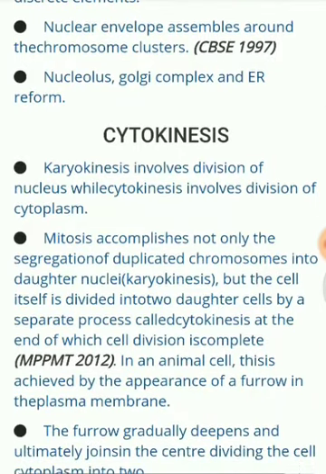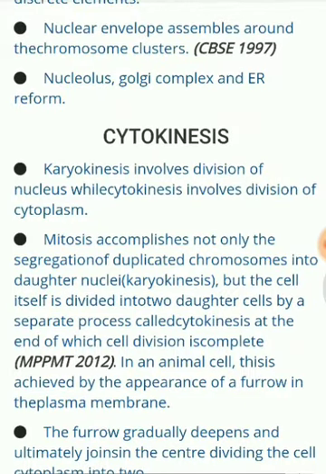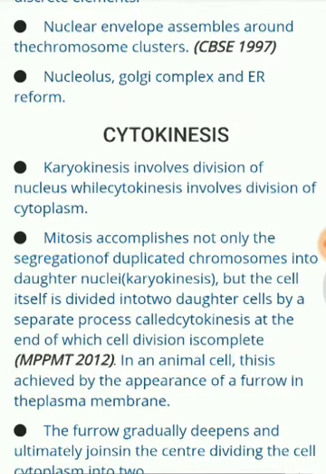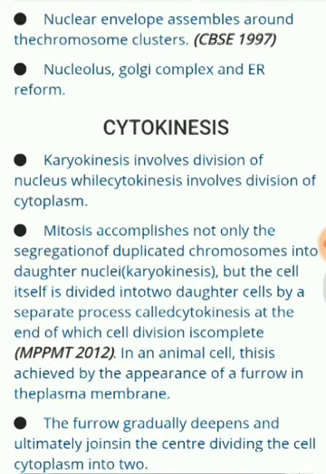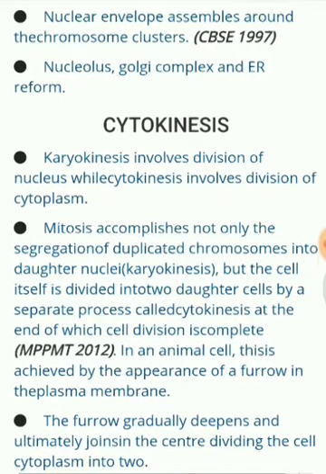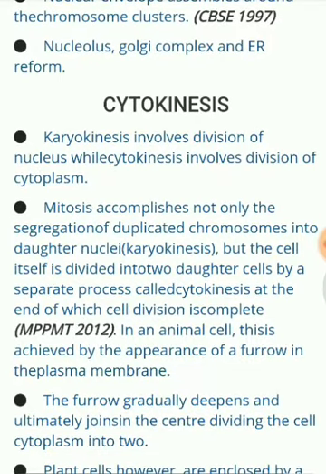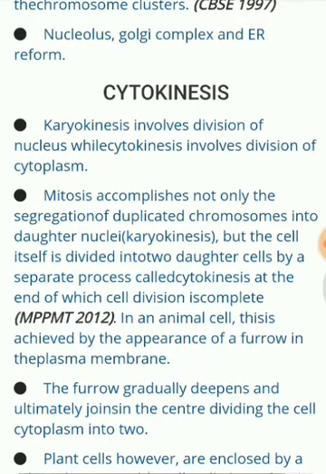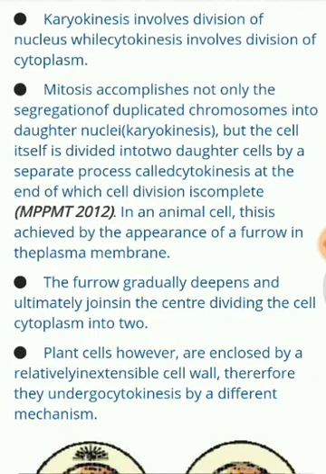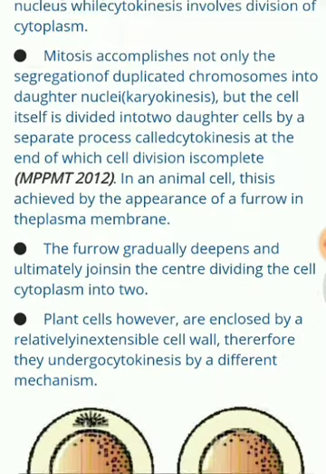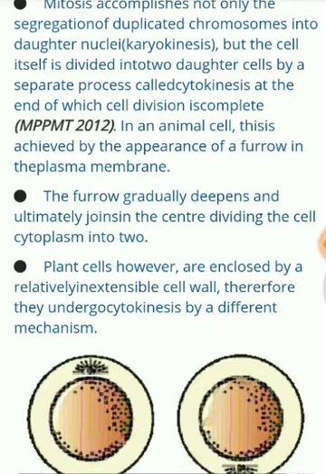Cytokinesis. Karyokinesis involves division of the nucleus, while cytokinesis involves division of the cytoplasm. Mitosis accomplishes not only the segregation of duplicated chromosomes into daughter nuclei, karyokinesis, but the cell itself is divided into two daughter cells by a separate process called cytokinesis, at the end of which cell division is complete. In an animal cell, this is achieved by the appearance of a furrow in the plasma membrane. The furrow gradually deepens and ultimately joins at the center, dividing the cytoplasm into two. Plant cells, however, are enclosed by a relatively inextensible cell wall, therefore they undergo cytokinesis by a different mechanism.